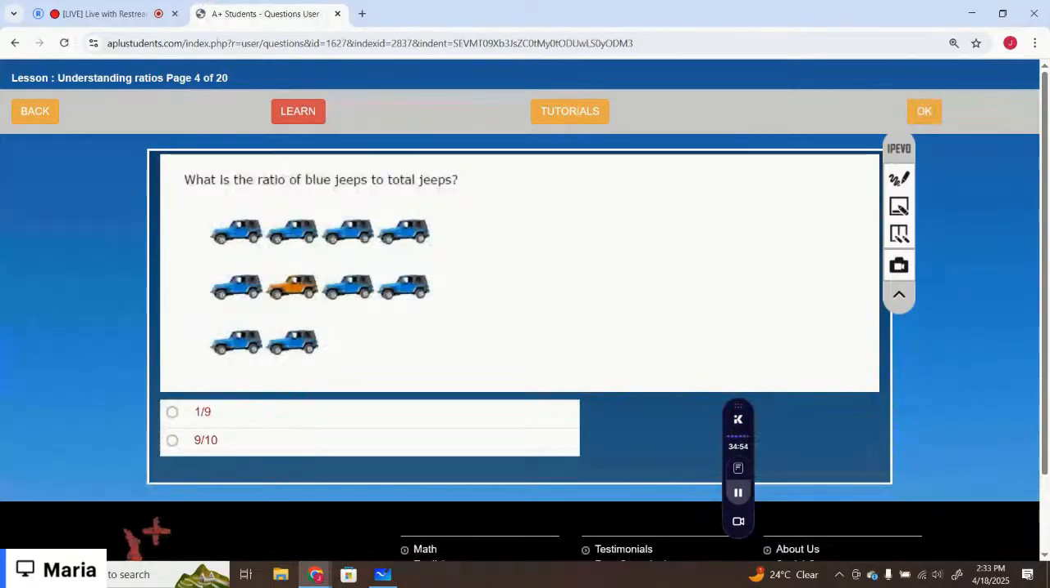What is the ratio of the blue jeeps to total jeeps? So which is the correct option? That is 9 to 10. Option number 2 is the correct option.